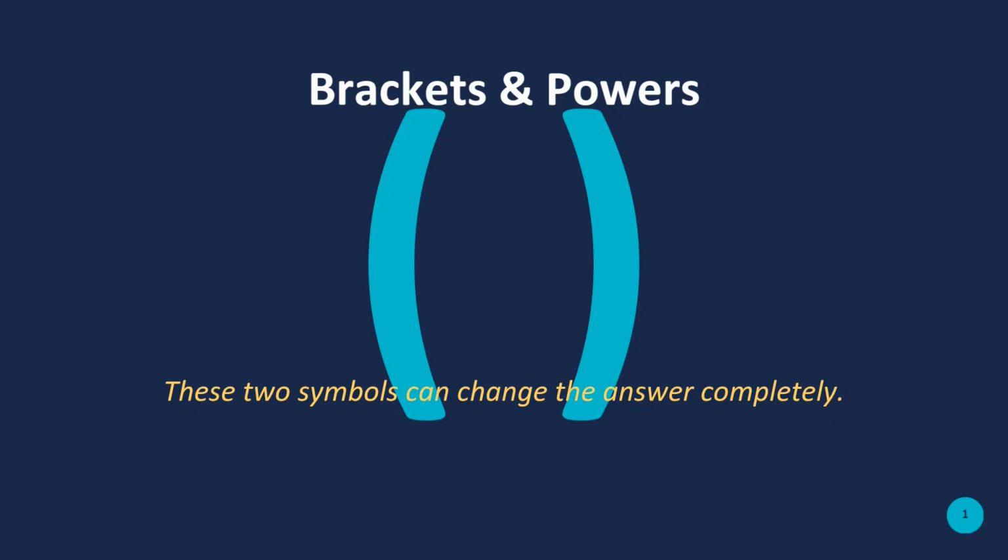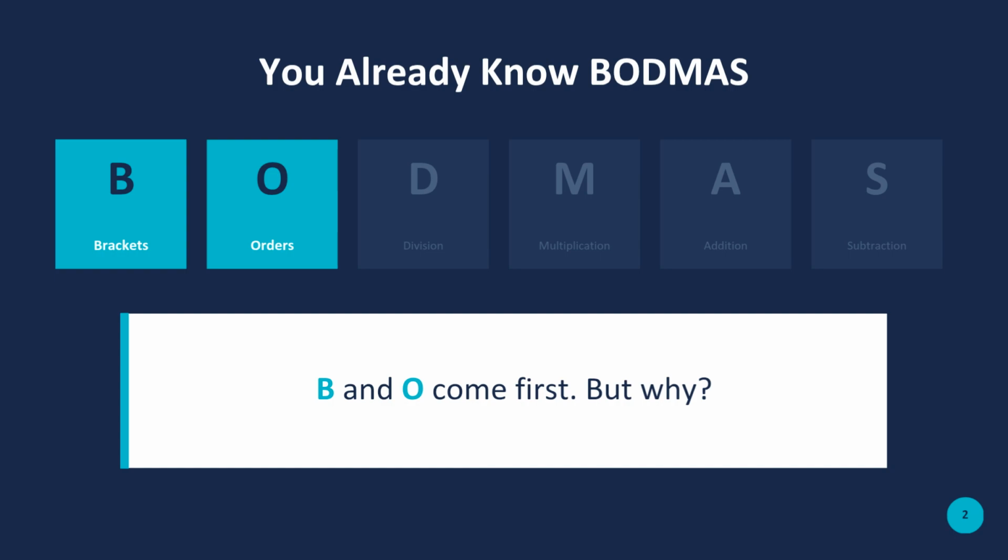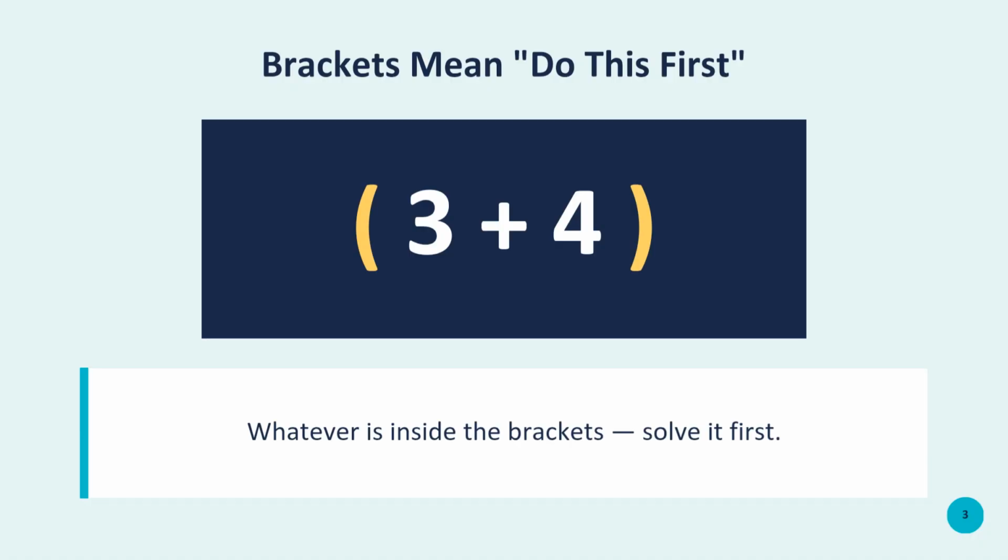Brackets and powers. These two symbols can change the answer completely. You already know BODMAS. B comes first. O comes second. But why? Brackets mean, do this first. Whatever is inside the brackets, solve it first.